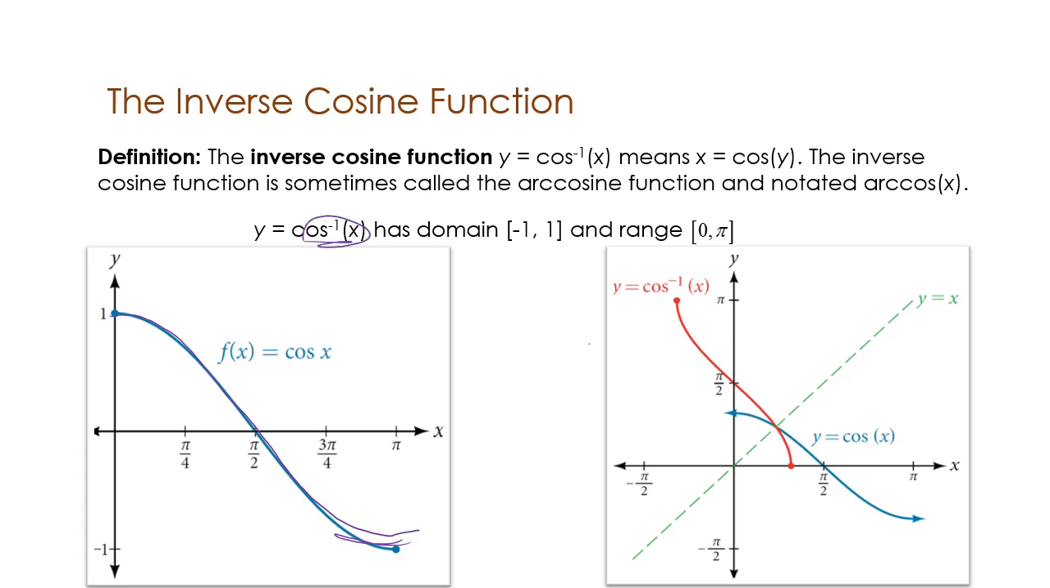So for the cosine inverse, you can only input values between -1 and 1, and your range is between 0 and pi.